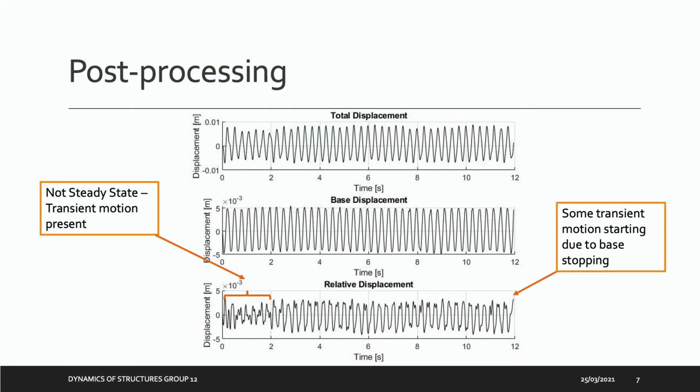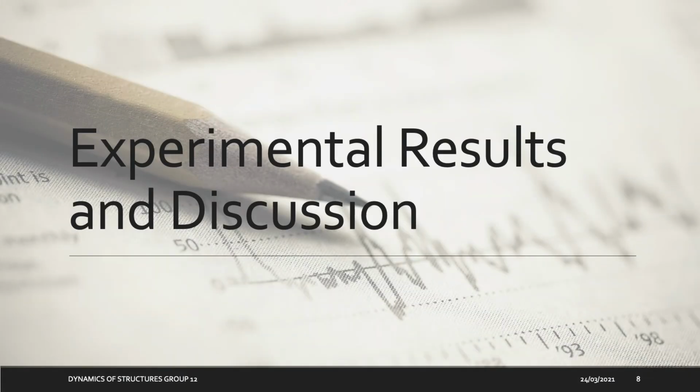In this figure, it can be seen that within the first 2 seconds, the maximum displacements relative to the base vary largely, whereas after this point, they remain relatively similar. This is because the initial base movement means transient motion is formed, causing these variations. Transient motion is also present when the base is stopped. As we require steady-state displacements only, the results after 2 seconds and before the base is stopped are considered.